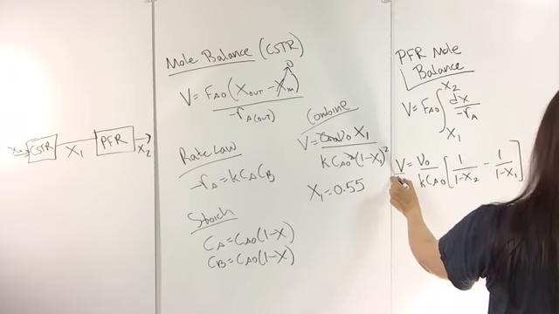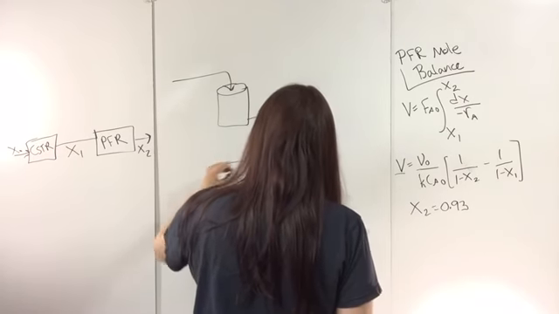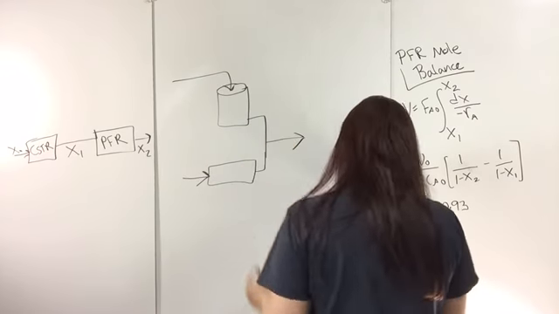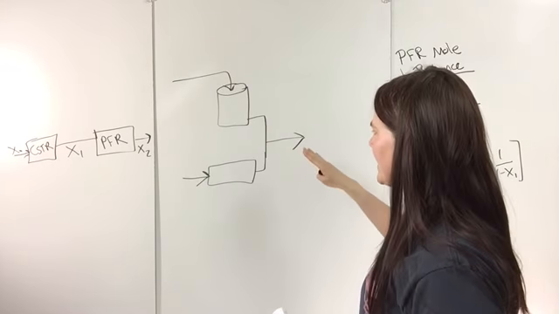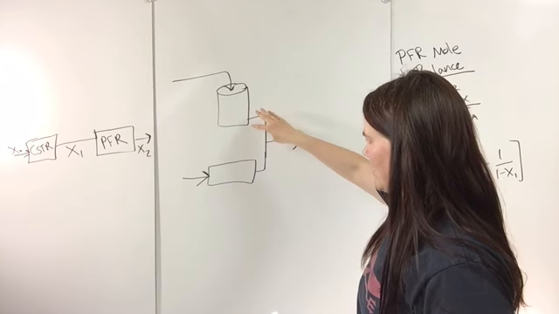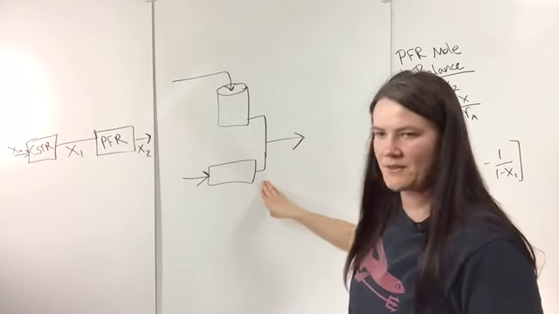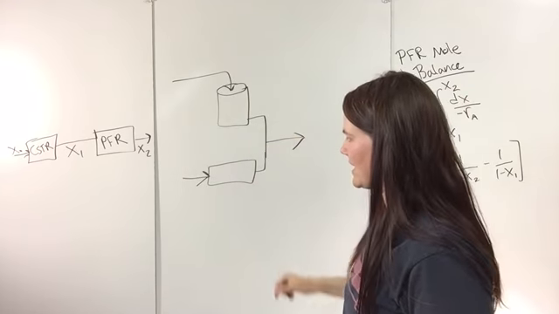So let's say that they're connected in parallel now. So we have the CSTR and we have a PFR. This is solved exactly the same way. You would calculate the conversion for the CSTR and the conversion for the PFR. The only difference is you're using half the flow rate because this time they're not combined going in.